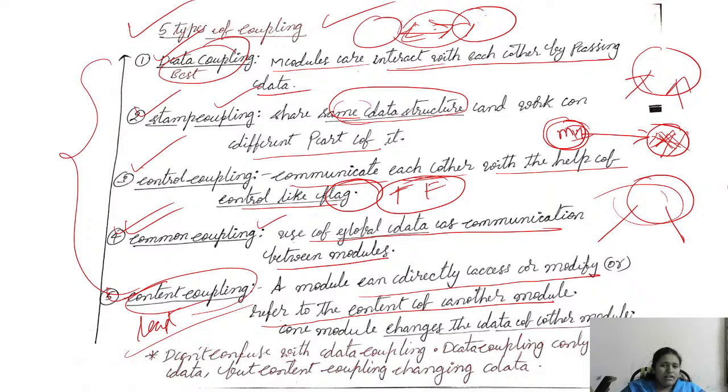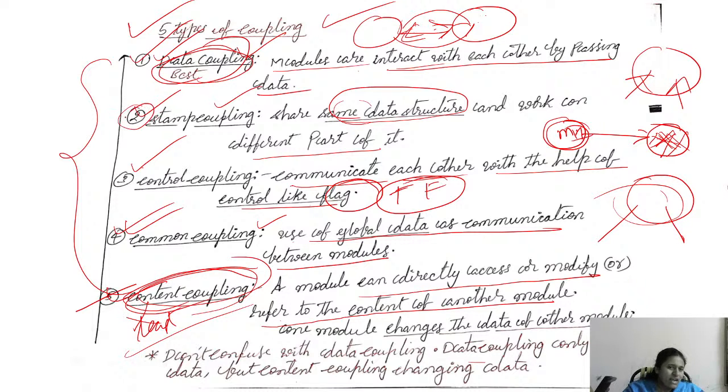Don't confuse content coupling with data coupling. They look the same, right? Data coupling means modules are interacting with each other by passing data, whereas content coupling means one module is changing, accessing, and modifying the data of another module. That's why this is the worst coupling and this is the best coupling.